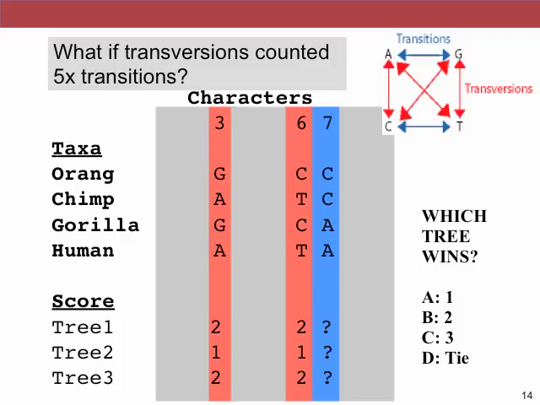Okay. So here's a clicker question for everyone. What if we had transversion events counting 5 times transition events? Which tree is now going to be the winner here? The answers are over here. A for tree 1, B for tree 2, C for tree 3, D for a tie. So again, what if transversions counted 5 times transitions? And you can talk to your neighbors again.